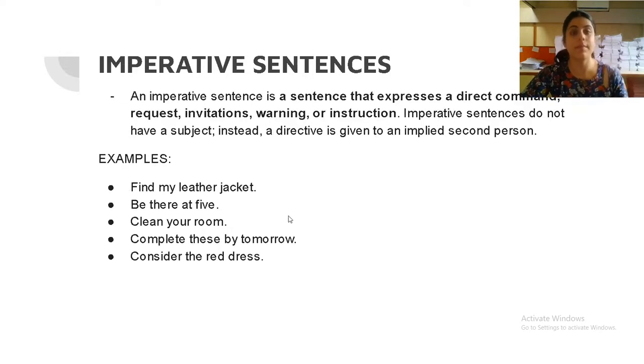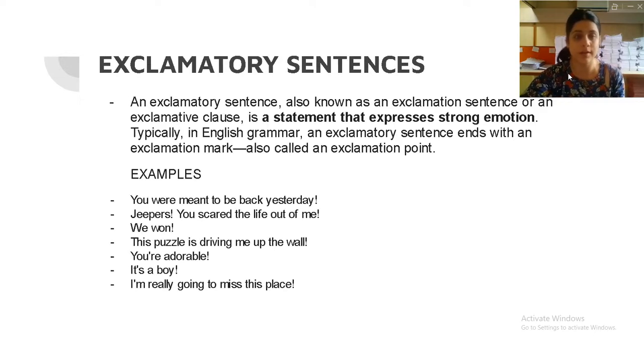Imperative sentences. An imperative sentence is a sentence that expresses a direct command, a request, invitation, a warning or instruction. Imperative sentences do not have a subject. Instead, a directive is given to an implied second person. So, find my leather jacket, be there at 5, clean your room, complete these by tomorrow, consider the red dress.